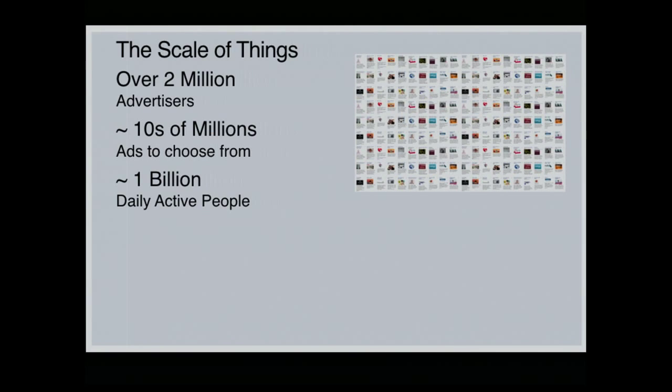Okay, another thing to note about the ads is just the scale of what we're dealing with here. There's over 2 million advertisers in the system. Advertisers have multiple ads, so at any given point when a user comes, there's tens of millions of ads that we have to choose from. We have 1 billion people coming to the site daily. So this results in every day having trillions of ads that we have to come up with predictions for. So the point is, whatever we do, it really has to scale, and it has to be fast.